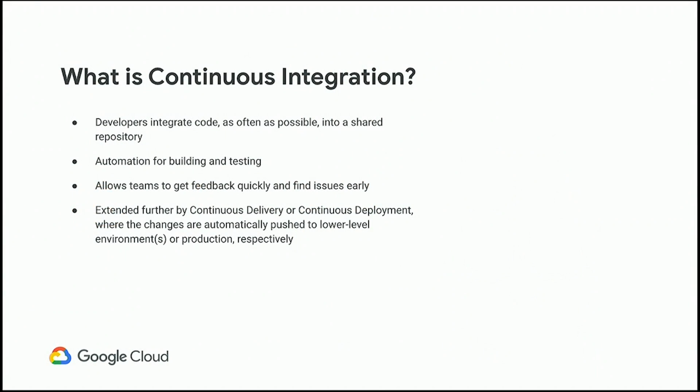Okay, so what is continuous integration? You probably already have a brief understanding of what that is, but just to rehash it, it involves developers integrating code as often as possible within a shared repository, and the process around that, including automating building and testing for that application. It allows teams to get feedback quickly and find issues early, and it can be extended further after you've implemented CI into either something called continuous delivery or continuous deployment, where those changes are automatically deployed into various environment levels.